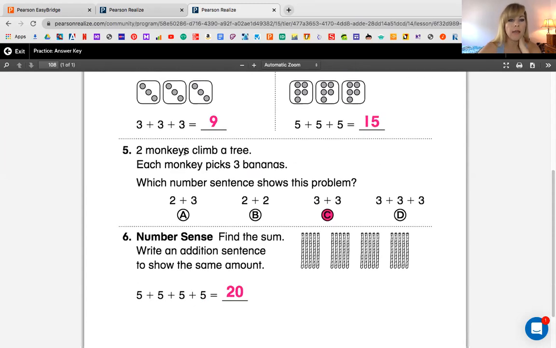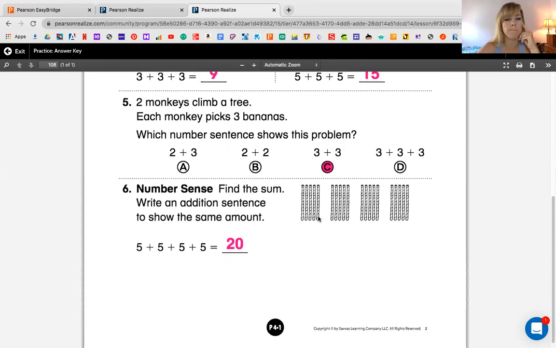And then number 5, they have a word problem for you. So 2 monkeys climb a tree. Each monkey picks 3 bananas. So this monkey picks 3 and this monkey picks 3. So I have 2 monkeys that each picked 3. The number sentence should be 3 plus 3. And then in total they would have 6, but they don't need your answer for this one.